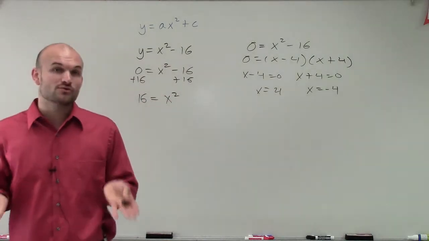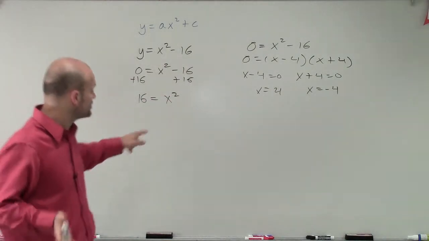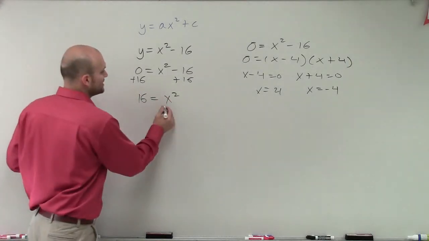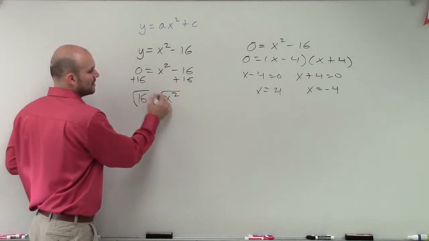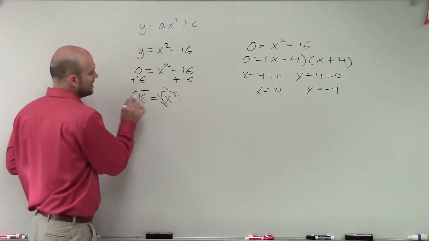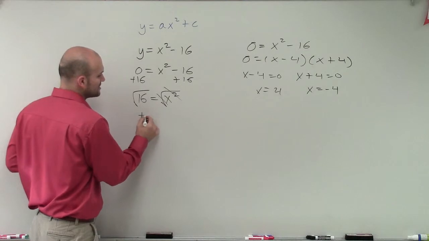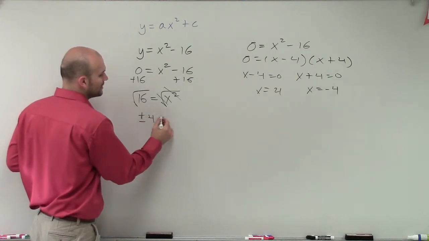Now, we call this the square root method because now I'm going to use the inverse operation of x squared, which would be to take the square root. So I'm going to take the square root. Well, the square root of x squared, those are going to be inverse operations. And then the square root of 16 is going to be plus or minus 4 equals x.